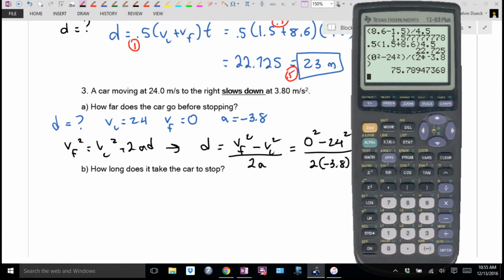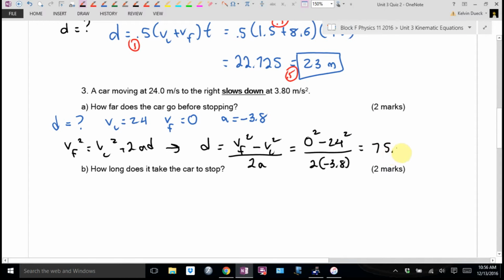Is that right? 75.8? And I would go to 3 sig figs. Is it 75.8? No? Yes? 75.8 meters. I would go to 3 sig figs. 1 mark for that, half mark for that, half mark for the correct answer.